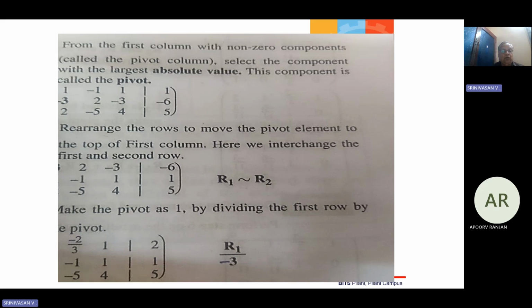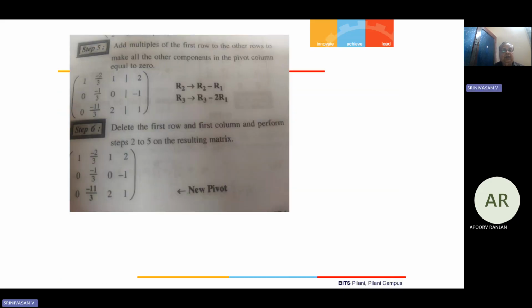Okay, right. So next, what's happening? We are now adding multiples of the first row to the other rows to make all other components in the pivot column equal to 0. This is nothing but elementary row operations. R1 is kept fixed, R1 is R1 as usual. We will now perform the elementary row operations as usual.